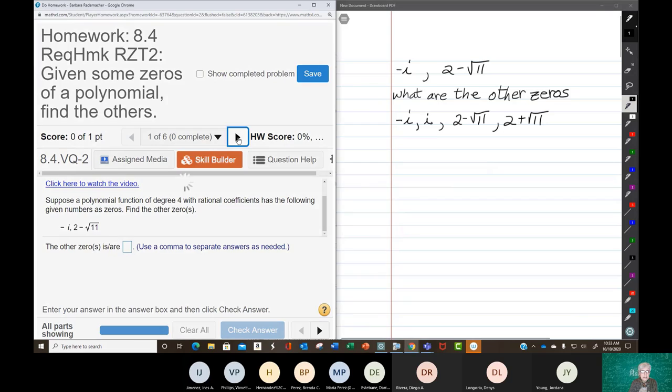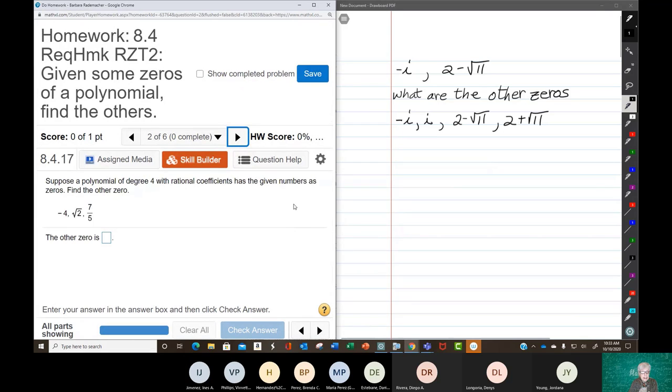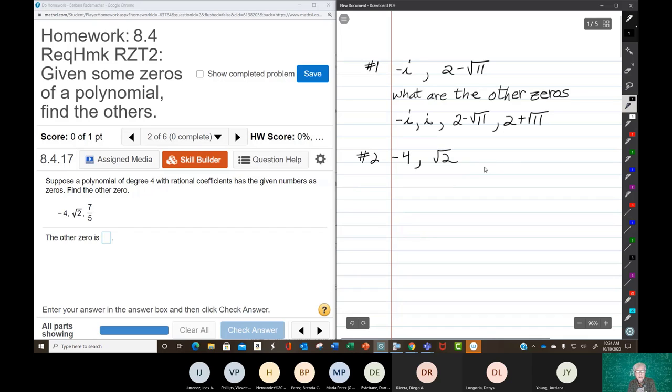Let's look at some others. We could just whiz through these. Now, here you've got a polynomial with rational coefficients. These are the zeros. You've got negative 4, the square root of 2, this is problem 2. This is problem 1. Okay, the square root of 2 and 7/5.